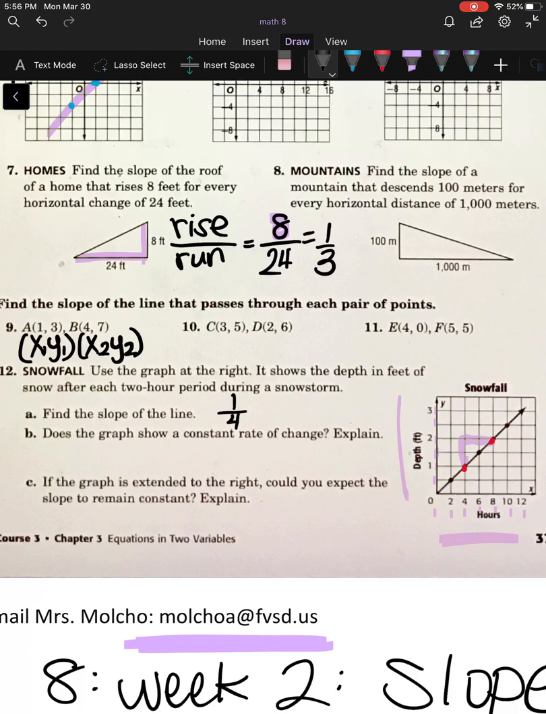Does the graph show a constant rate of change? Yes, because from any 2 pairs of points, that will be the same slope. You can also tell because this is a straight line. Next, if the graph is extended to the right, could you expect the slope to remain constant? Explain. The answer to this is no, because eventually the snowstorm will end.